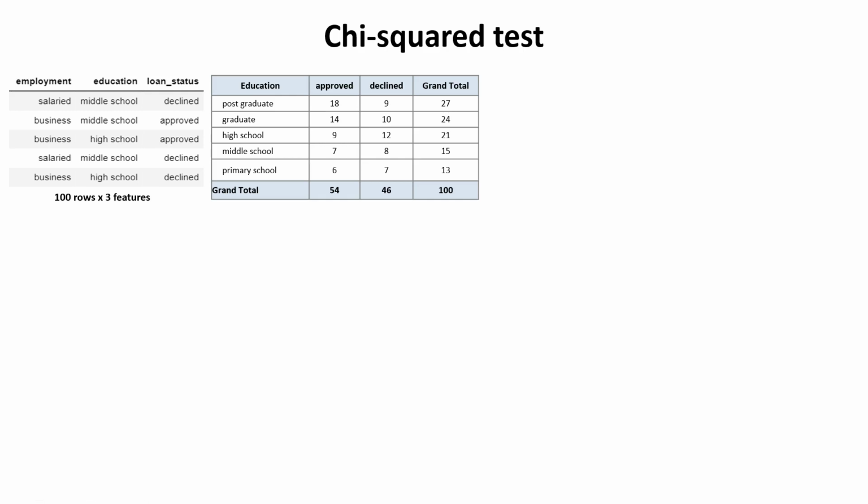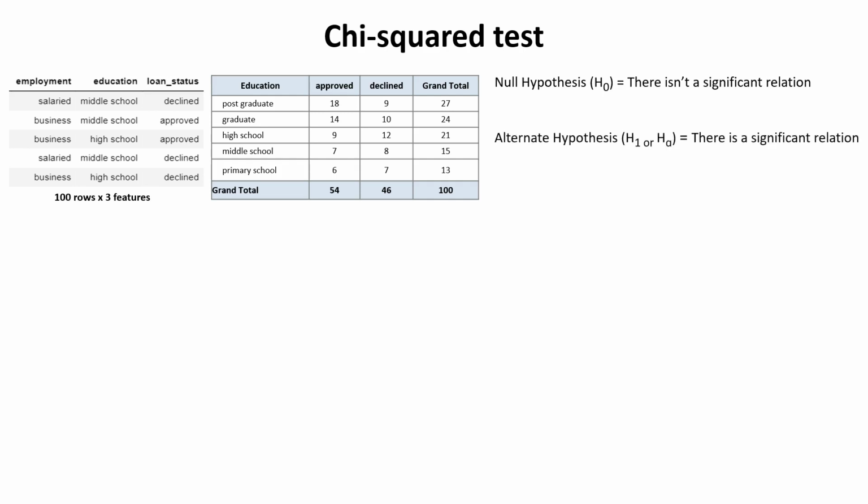The null hypothesis says, no, this is not true. Whatever statement the alternate hypothesis is saying is incorrect. So we come up with two statements. First, the null hypothesis, which says there is no significant relation between education and the loan status. Second is the alternate hypothesis, which is represented by H1 or H alpha, which says that there is a significant relation between education and loan status. This is what we have to prove through the chi-square calculation.